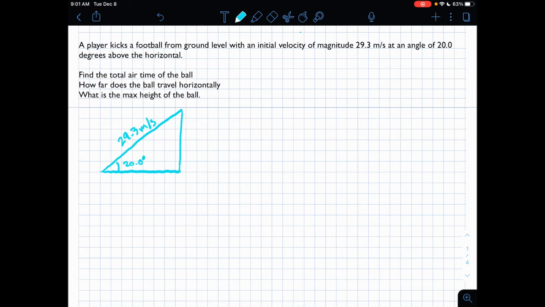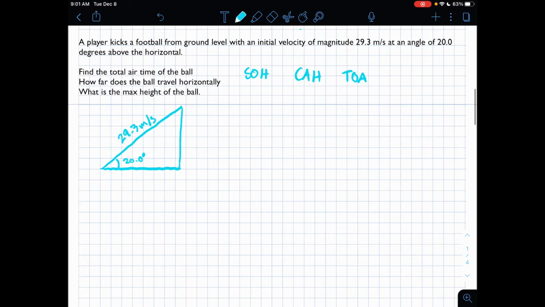Now to do this, you're going to have to use some trig first. Hopefully you remember some of that, but if you don't, I'll give you a quick review. It is SOH CAH TOA. Note this down if you don't know what it is, because it is very important to remember when you're dealing with questions involving projectiles. So this is sine, opposite over hypotenuse; cosine, adjacent over hypotenuse; and tangent, opposite over adjacent.